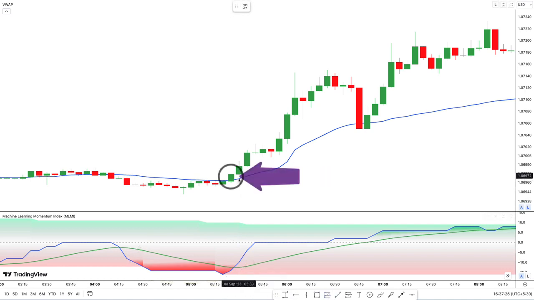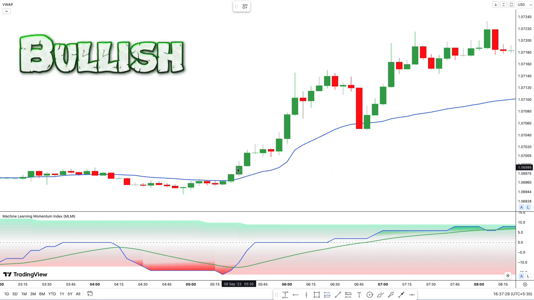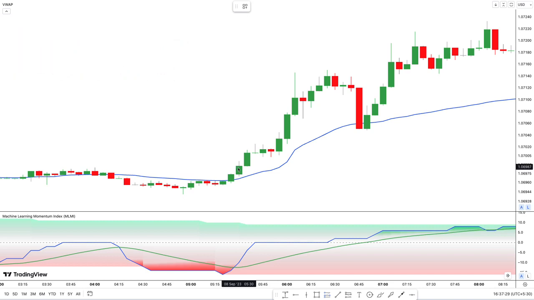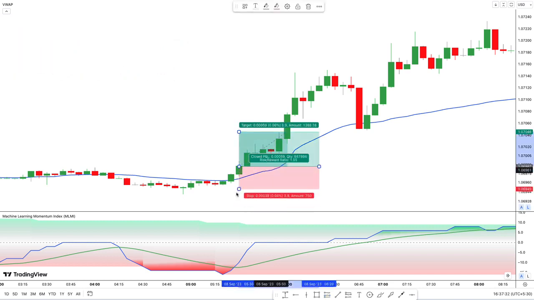Next, the price action should close above the VWAP. This suggests that on average, prices have been higher than the VWAP, which could signify bullish momentum. If both of these conditions are met, you can take a buy position. You can open your trade at the opening of the next candle. Set your stop loss just below the most recent swing low. And our take profit is 1:1.5.